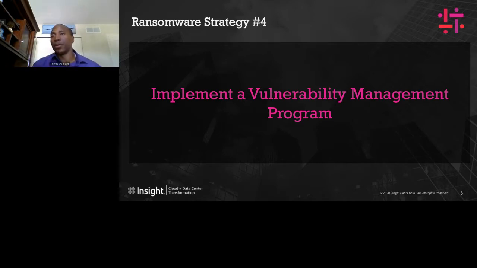So option A is to go with a standalone vulnerability management solution. And that's one, again, like I said, there's a lot of solutions out there. Or option B is, again, going back to that endpoint security strategy. There's quite a few endpoint security solutions that now have the ability to do vulnerability scans.